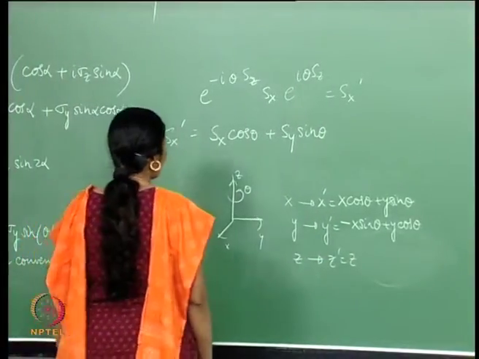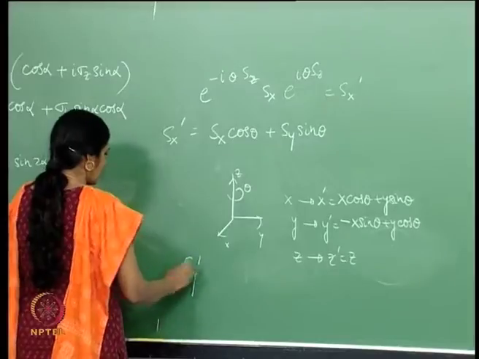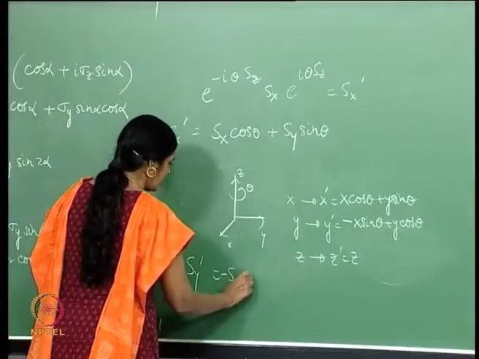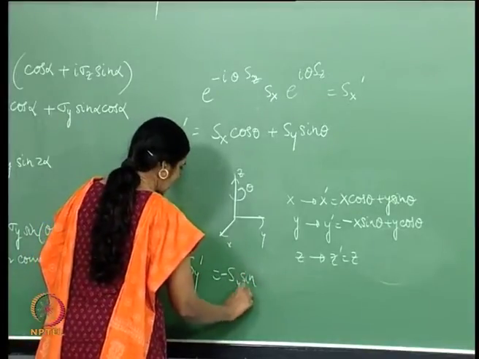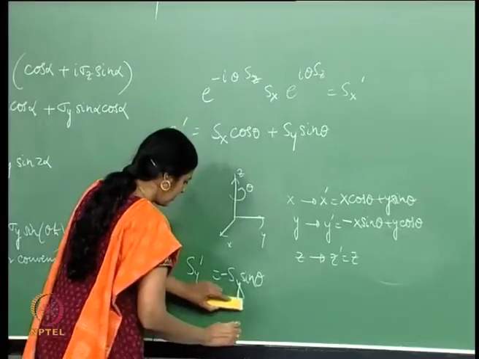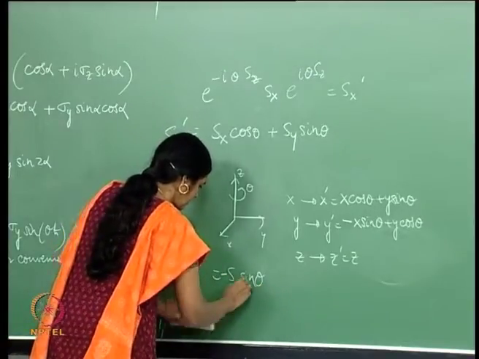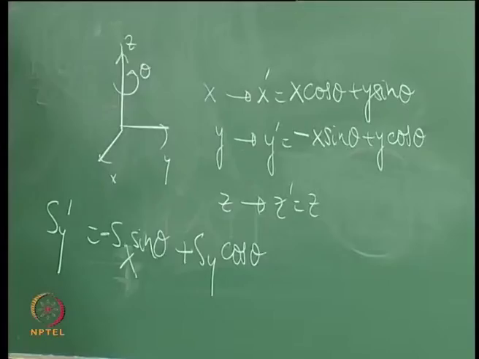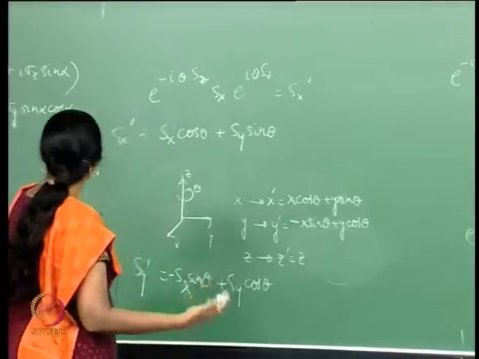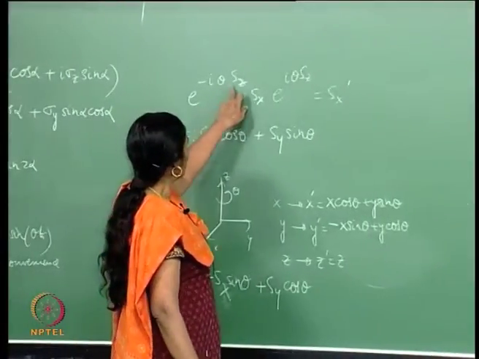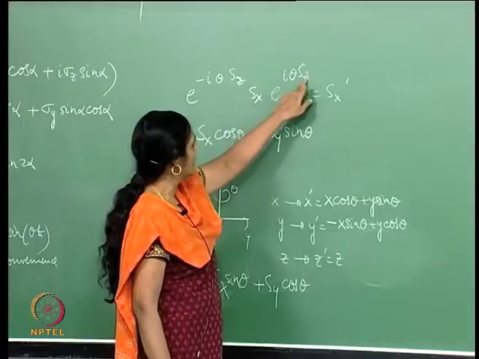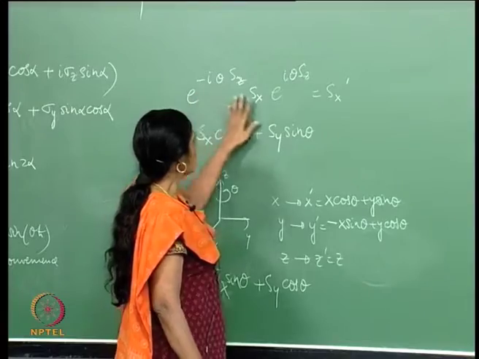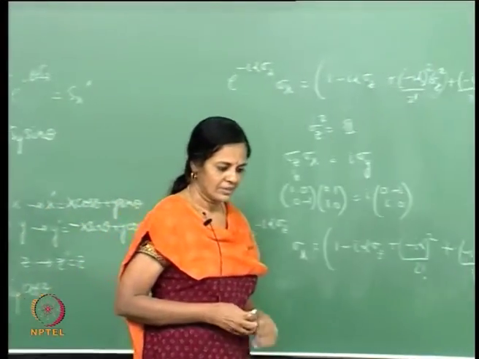You can work this out and show in a similar manner that Sy prime is minus Sx sin theta plus Sy cos theta. And if you consider e to the minus I theta Sz, Sz e to the I theta Sz, it is clear that Sz commutes with this, and therefore Sz itself does not change.